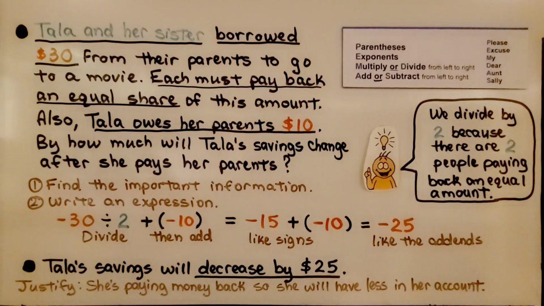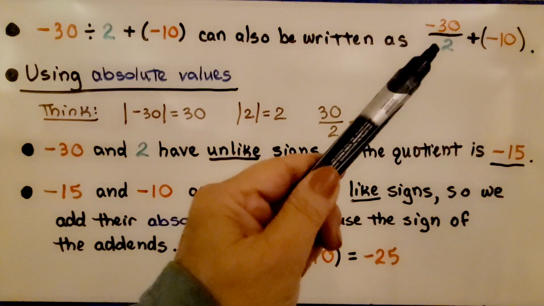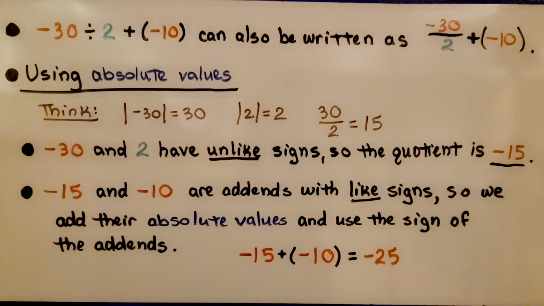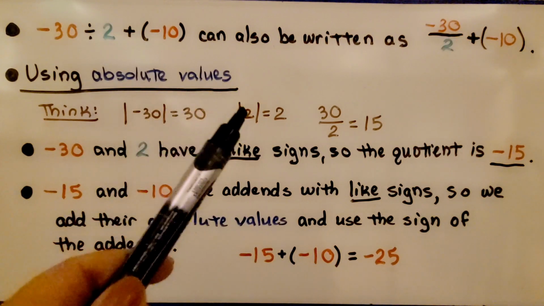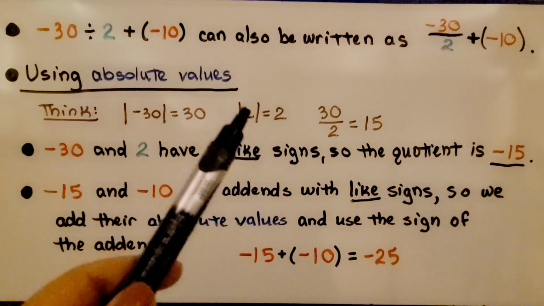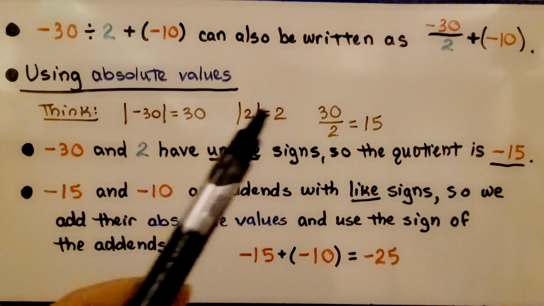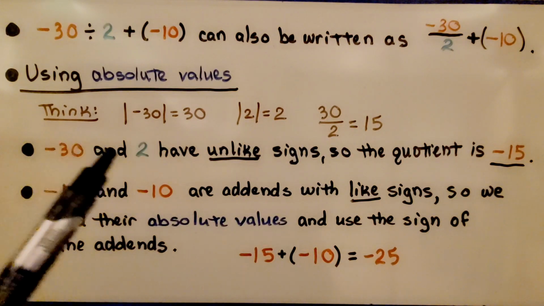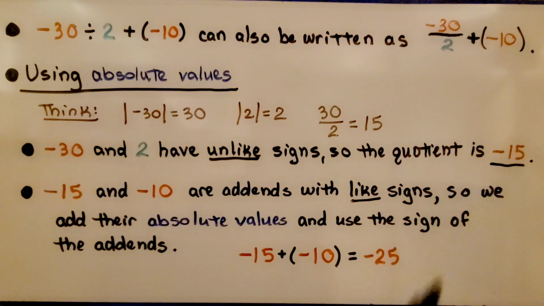It will decrease. This can also be written as negative 30 over 2 for negative 30 divided by 2. Then we can add the negative 10. Using absolute values, we think the absolute value of negative 30 is 30. It's 30 jumps from 0. The absolute value of a positive 2 is 2. It's 2 jumps from 0. We divide their absolute values. 30 divided by 2 is equal to 15. And negative 30 and positive 2 have unlike signs, so the quotient is negative 15.